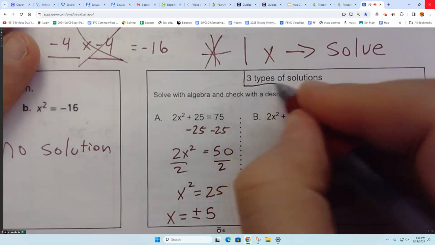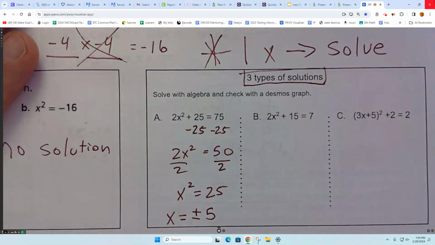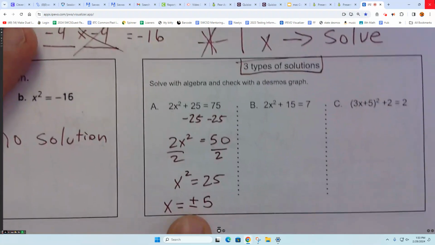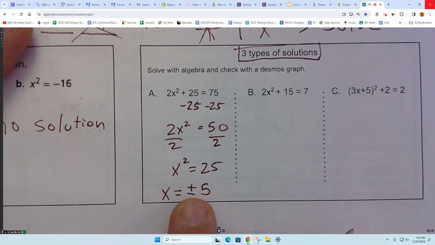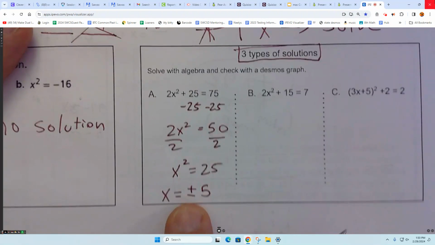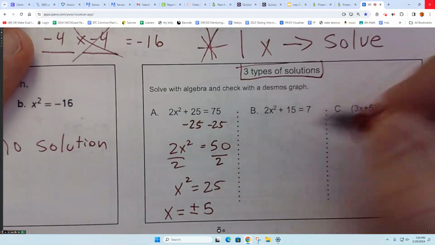I'm giving you the 3 solution types. What are the 3 solution types? The fundamental theorem of algebra says there are up to 2 solutions. This is a 2 solution. I don't want us to be confused. Sometimes people think that means 1 solution. What are the solutions based on this first one? Positive 5 and negative 5.